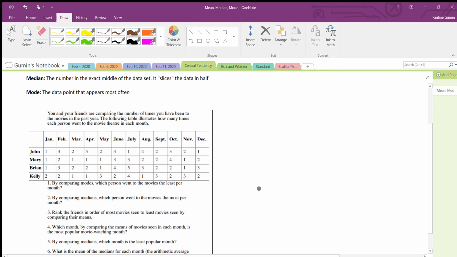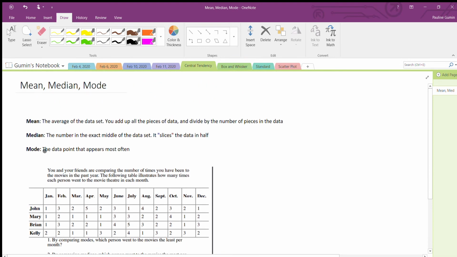Okay, number one, by comparing modes, which person went to the movies the least per month? Okay, so let's look at the mode. What is a mode? A mode is a data point that appears most often. The way I like to remember mode, mode appears the most. I don't know if that helps you, but maybe.